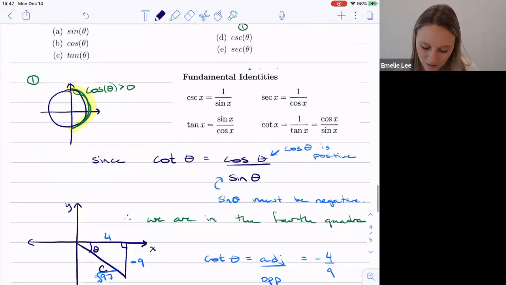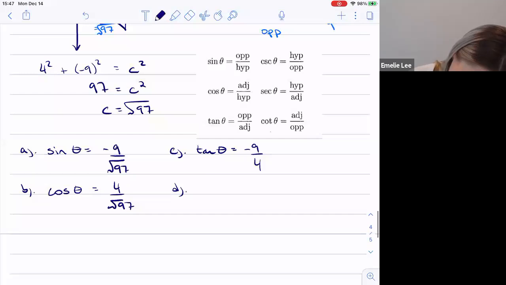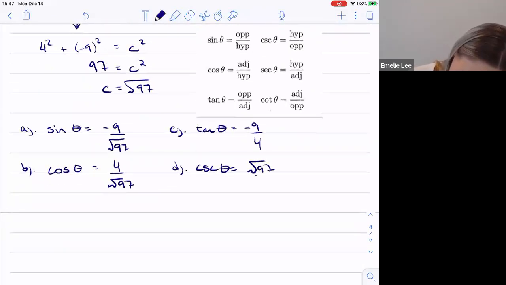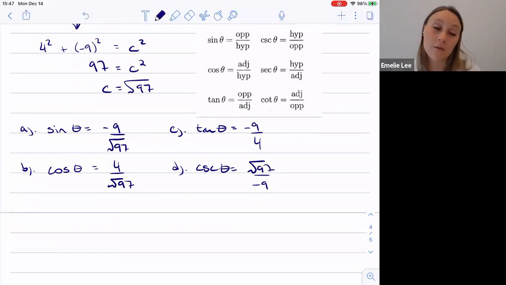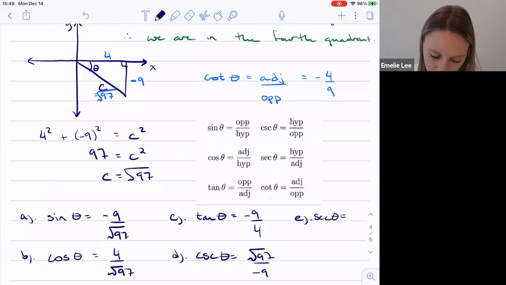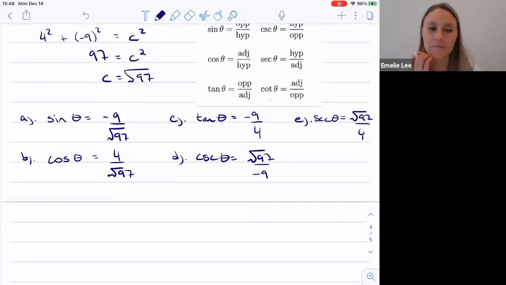Awesome. So from here, we need the cosecant and secant of theta. Let's just finish it off here. The cosecant of theta is the hypotenuse over the opposite, which is root 97 over -9. That negative can float up front, doesn't matter. And then the secant of theta is the hypotenuse over the adjacent, root 97 over 4.